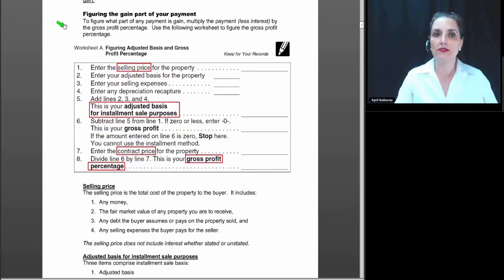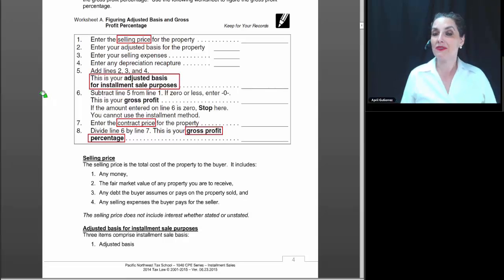So how do you figure the gain part of each payment? To figure what part of any payment is gain, multiply the payment minus interest by the gross profit percentage. And you use the following worksheet to figure the gross profit percentage. Now, one of the things that I've noticed on the Oregon consultant exam is they like to have you work on this gross profit percentage equation, and a lot of people find it confusing and difficult, and it's probably no wonder why.